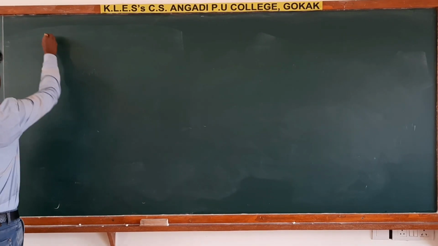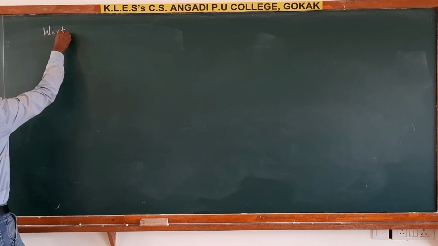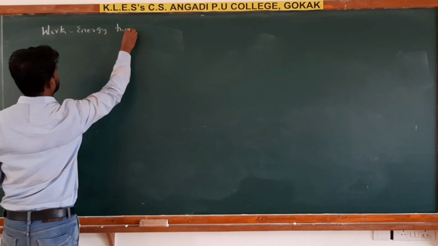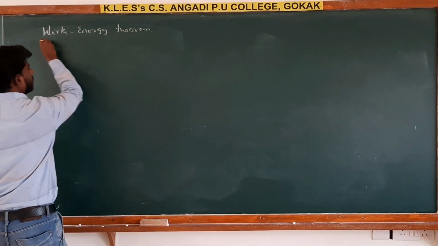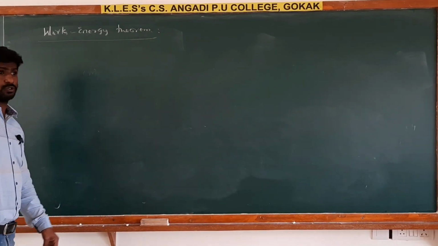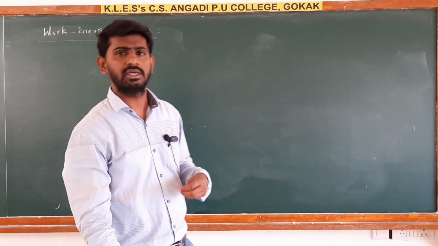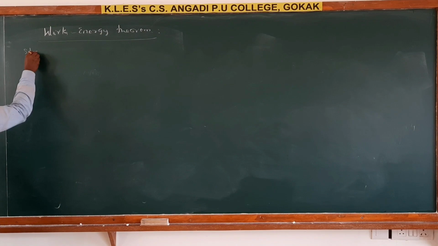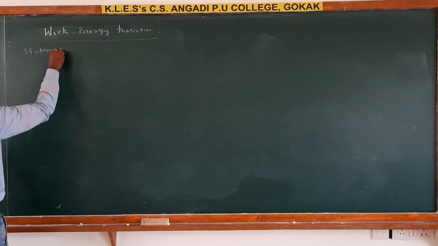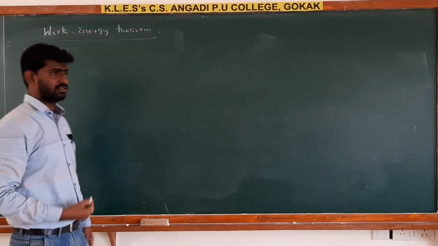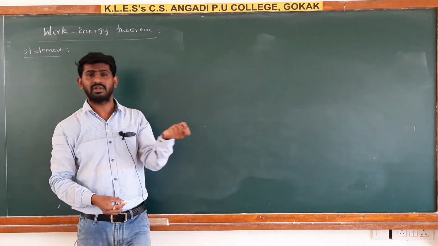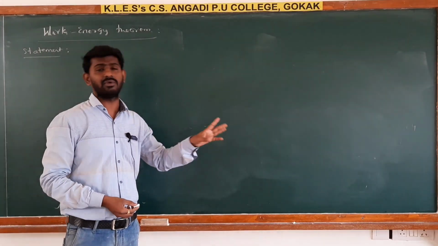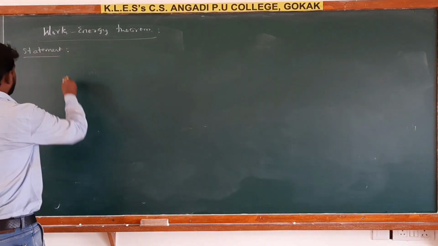Today we will discuss the work energy theorem. You may get a 3 marks question: state and prove the work energy theorem. So the statement is, we know the relation between work and energy. How much work is done, that much energy is made. How much energy is there, that much work will be done. So, the work energy theorem.